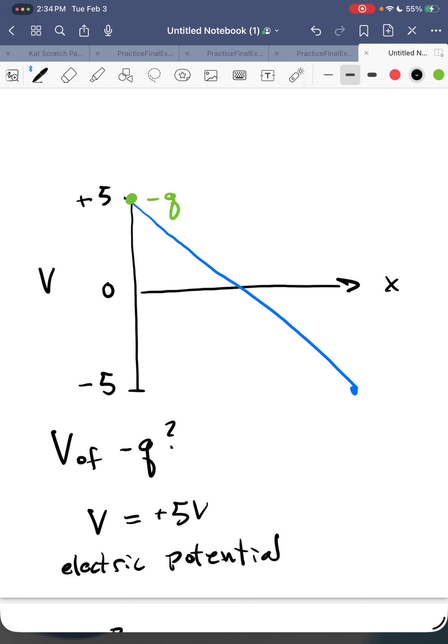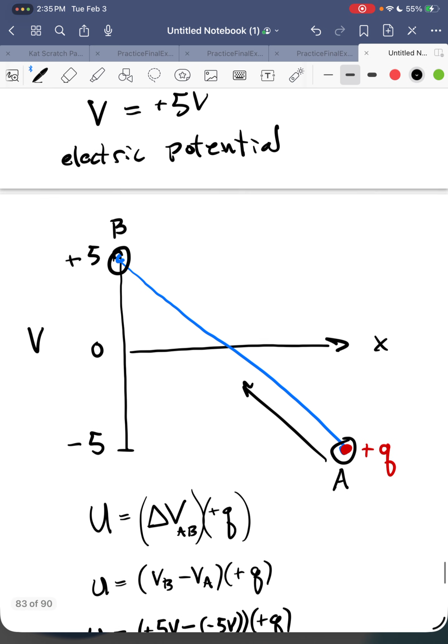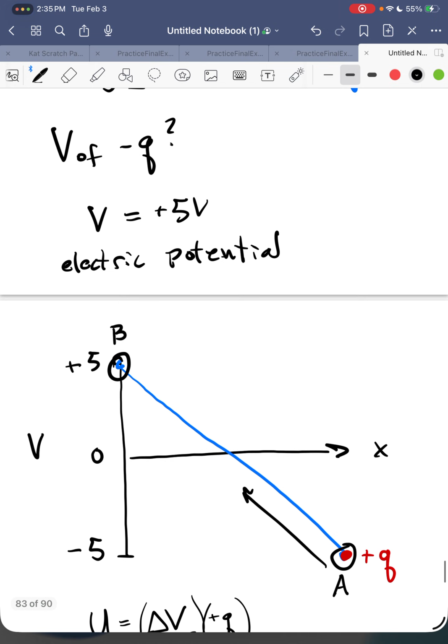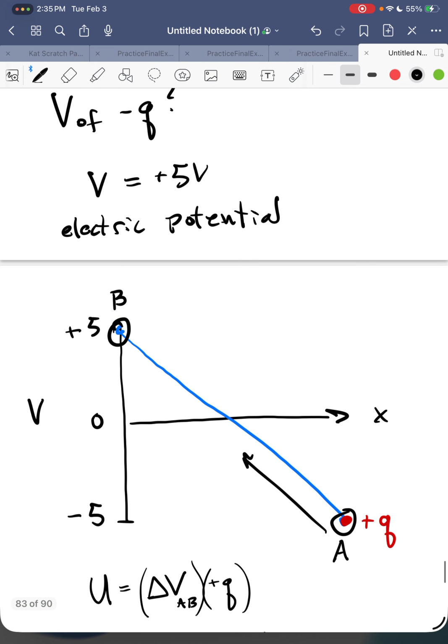That's all. Okay, now we get into electric potential energy, which occurs when we move charges in a potential. So let's take a look at this. Imagine I take that positive Q charge. I don't want to show the equations yet, but let's look at this charge down here. It's a positive Q charge. I'm starting it at position A, and I'm going to finish up at position B. So I'm going to move it from minus 5 volts up to plus 5 volts.